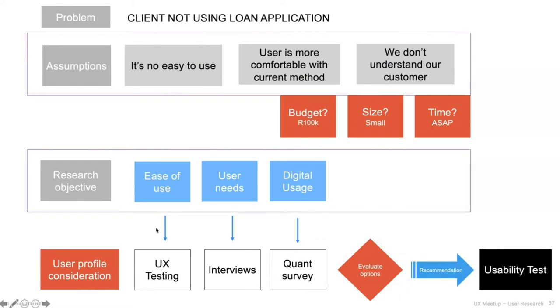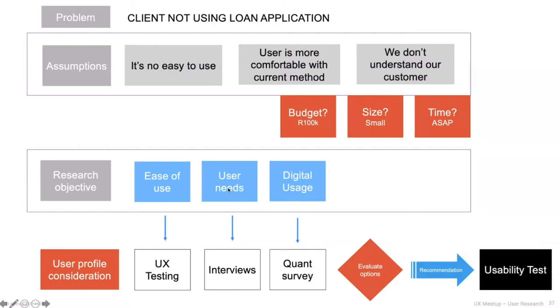These are just different methodologies that you can use for different objectives. And once again, we can debate them, we can brainstorm them. You have to look at these factors now. I've only got a 100K budget, I can't do all three. It's a small project and we don't have a lot of time. So what are we going to do? There we consider our user profile and who we're going to be doing this on. We evaluate our options and come up with a recommendation. In this case, we put a usability test as an example. Once again, that might not be the right methodology, but the reason we would have chosen a usability test here is, number one, UX testing can help you understand ease of use.